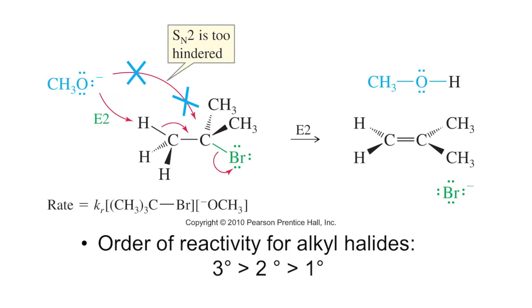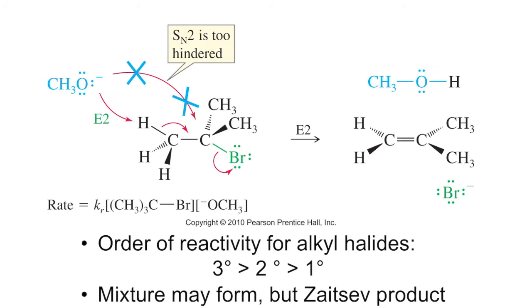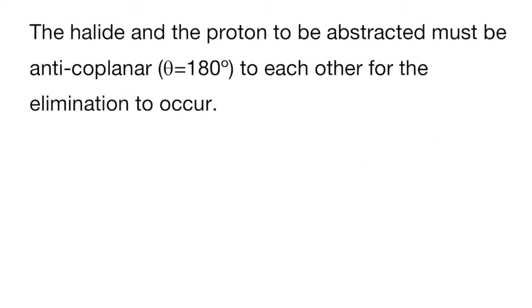The order of reactivity, we explained it: tertiary, then secondary, then primary, because of the stability of their intermediate. We may have a mixture, but surely we have one major product and the other one is minor. Which is the major product? The more substituted alkene.